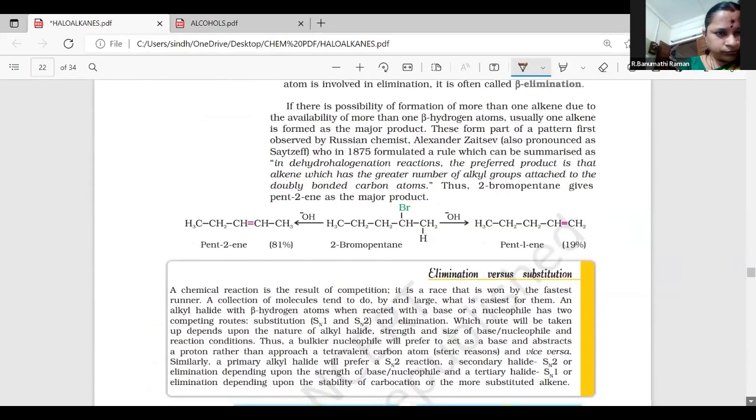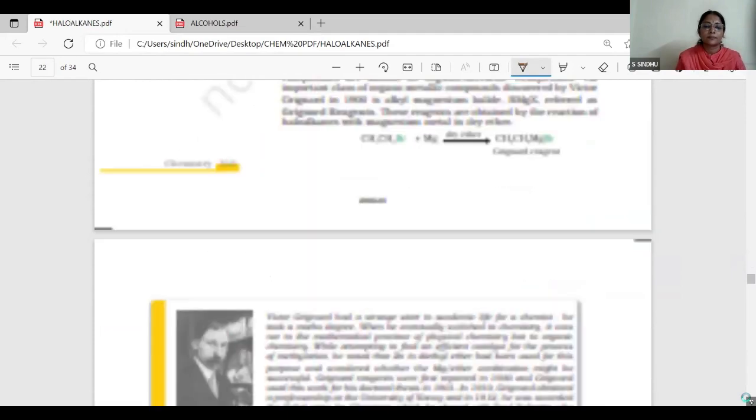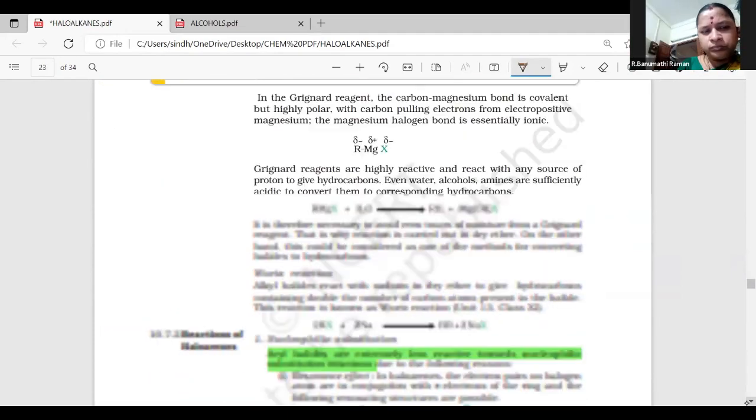So elimination versus substitution, the reasons they have given, which route is taken, is based on whether the nucleophile is bulkier. And as told here, you can see the alkoxide ion, how it reacts and all that. The reaction with metal we had just seen.